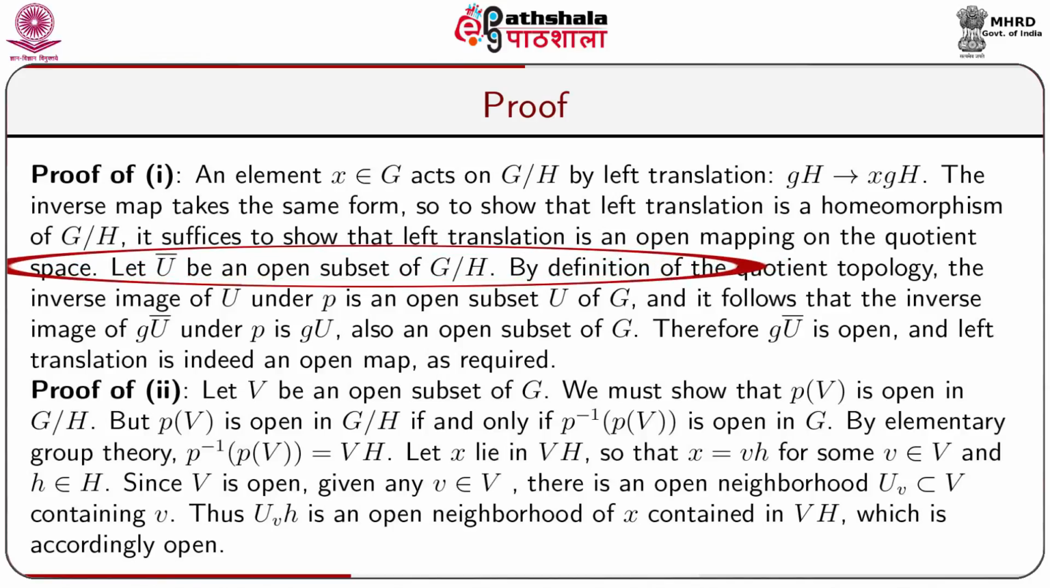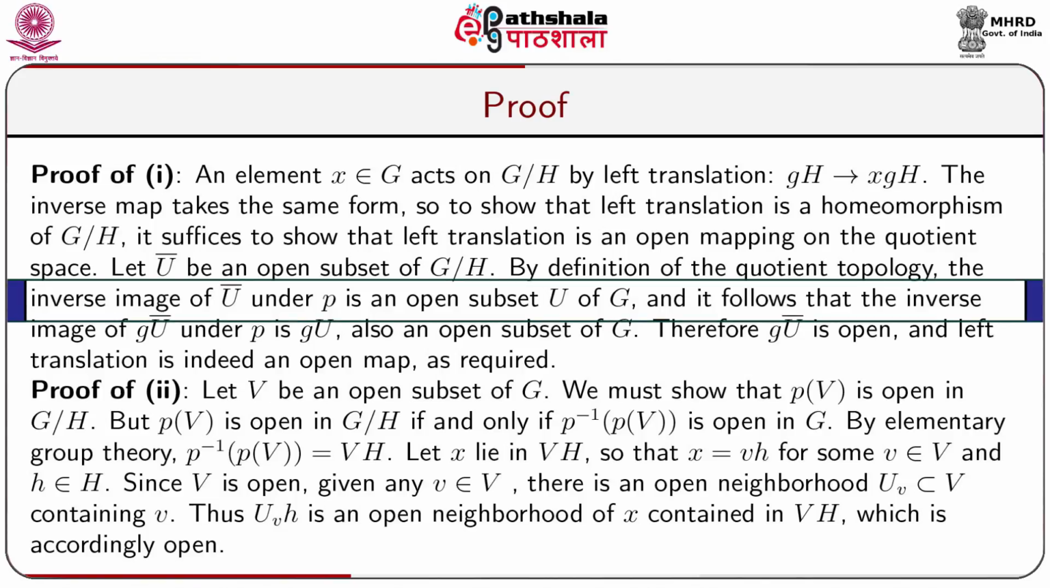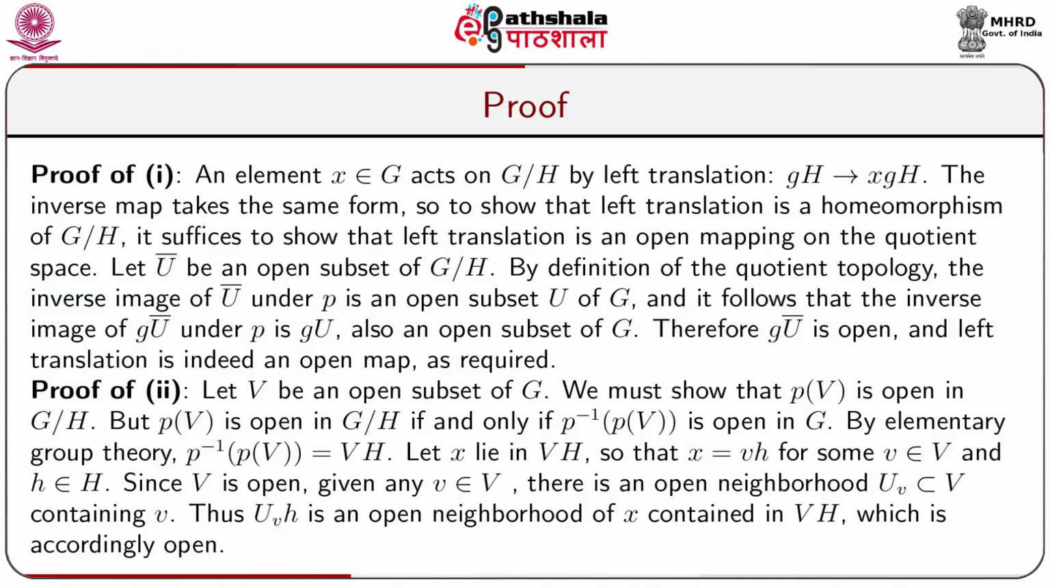Let U bar be an open subset of G by H. Here U bar represents a set of left cosets. Now, by definition of the quotient topology, the inverse image of U bar under P is an open subset, say U, of G, and it follows that the inverse image of xU bar under P is xU, also an open subset of G. Therefore, xU bar is open and left translation is indeed an open map. So, this proves the first part of the proof.